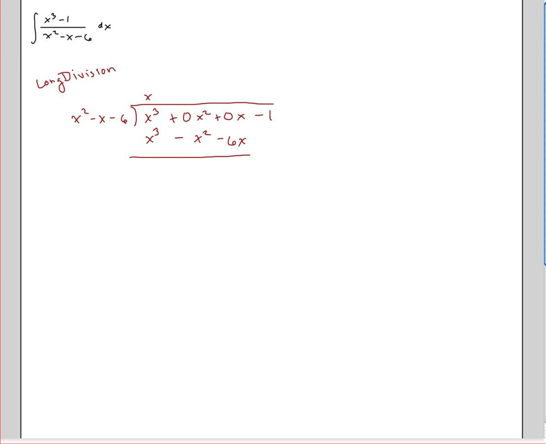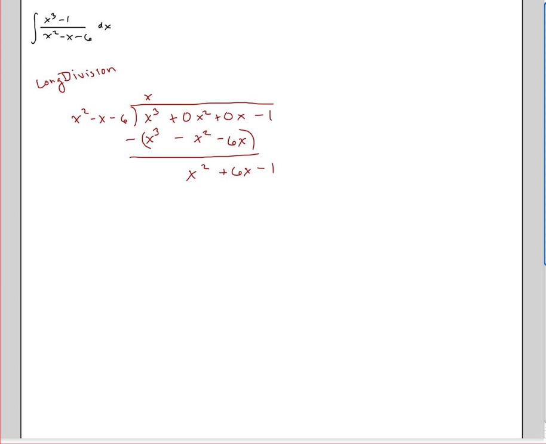And then I subtract that off from my original thing. I subtract the whole thing off, so x cubed minus x cubed, 0. 0 x squared minus x squared is going to be plus x squared. 0x minus 6x is going to be plus 6x. Bring down that negative 1. Now I added the 0x squared and the 0x. That allows me to combine like terms. That's what allows me to simplify this when I do the subtraction.